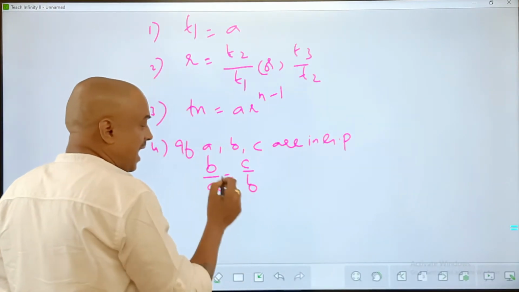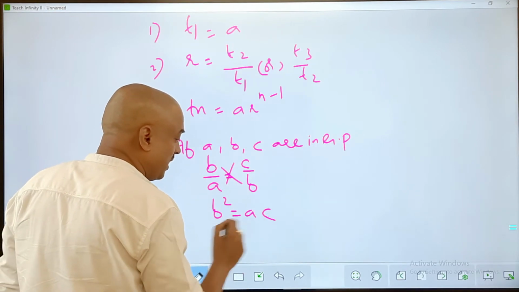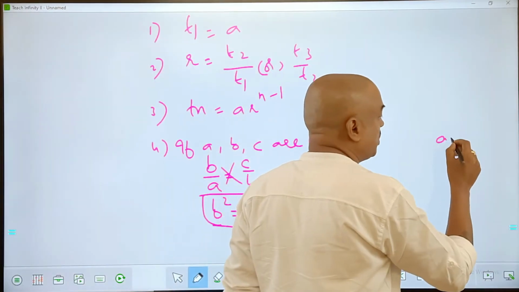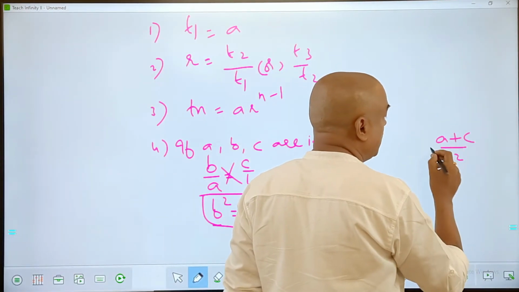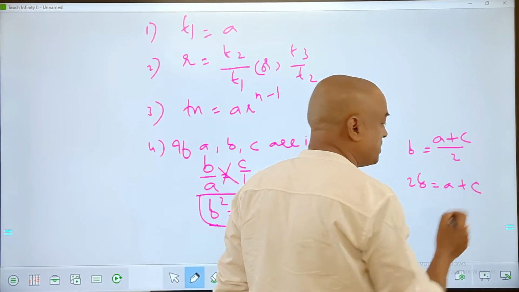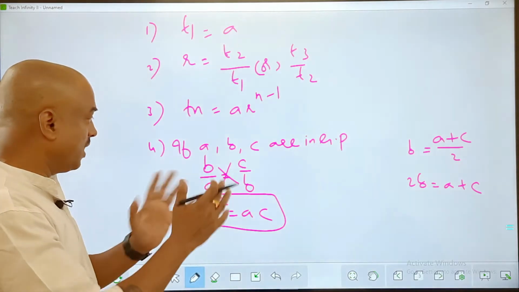That is B. And if you cross multiply this, you will get B square is equal to AC as the condition. If you remember in arithmetic, the similar condition was (A plus C) by 2 is equal to B, or 2B is equal to A plus C. A similar condition for GP is this. Okay, so try to compare and learn.